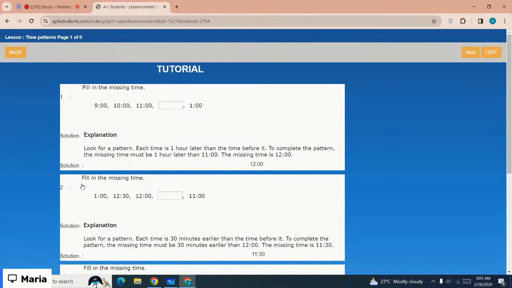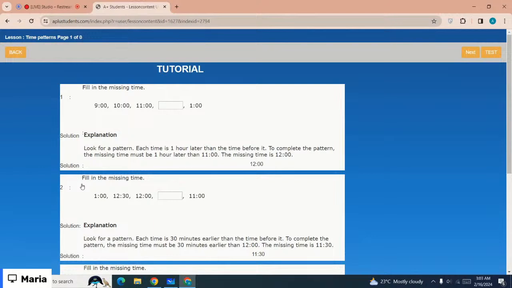9, 10, 11, then the missing number, and 1, right? So you have to find which number is missing, how the pattern is growing, how the time is changing, right? So time is changing by 1 hour, right? 9 plus 1 is 10, 10 plus 1 is 11, right? So the next one is 11 plus 1 and that is 12. So the missing time is 12. The correct option is 12, right?